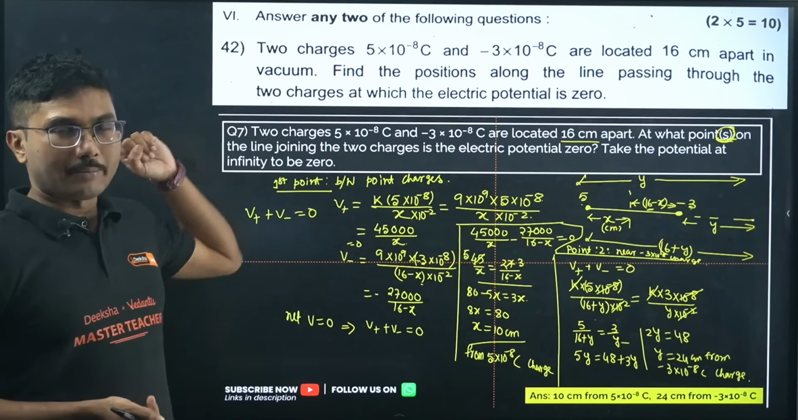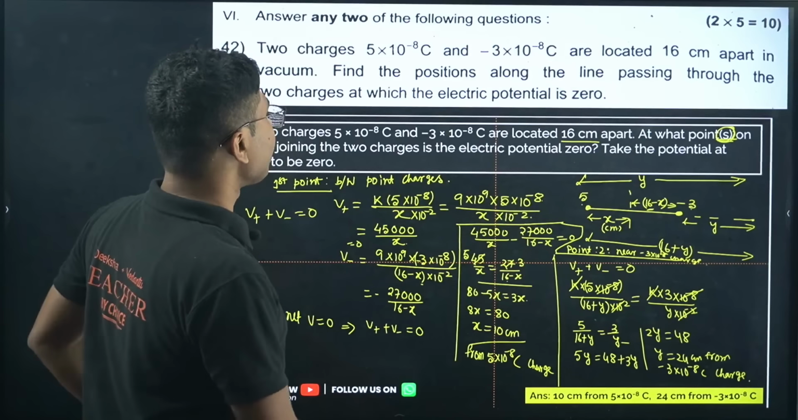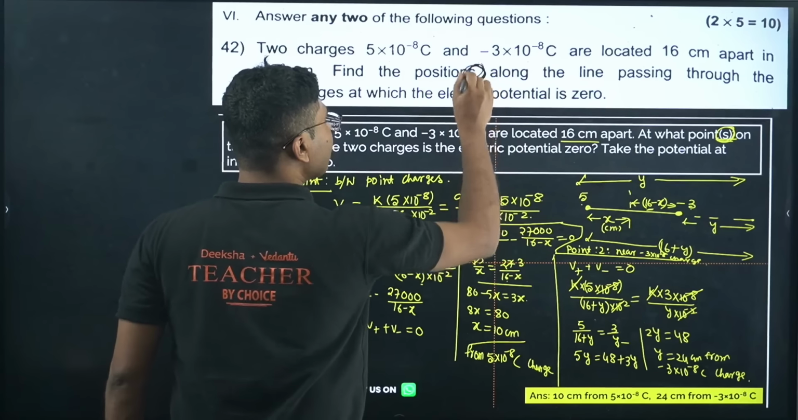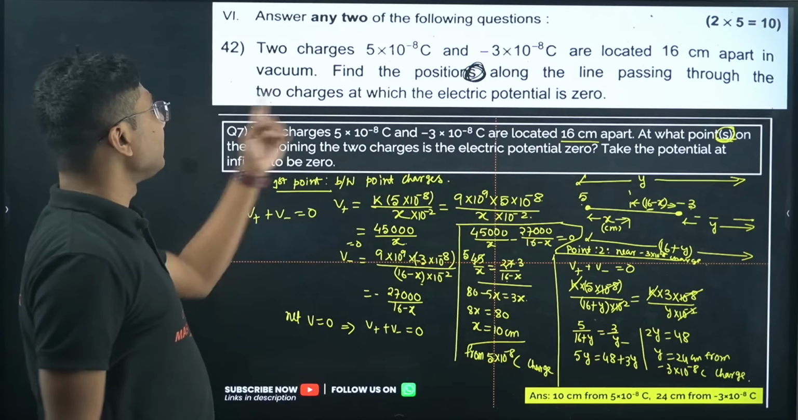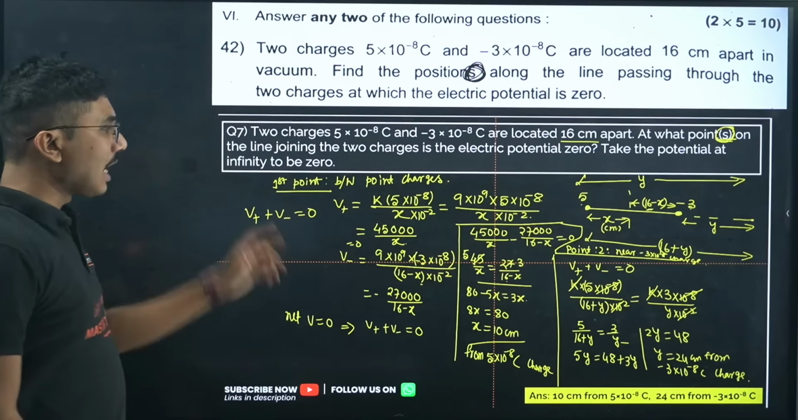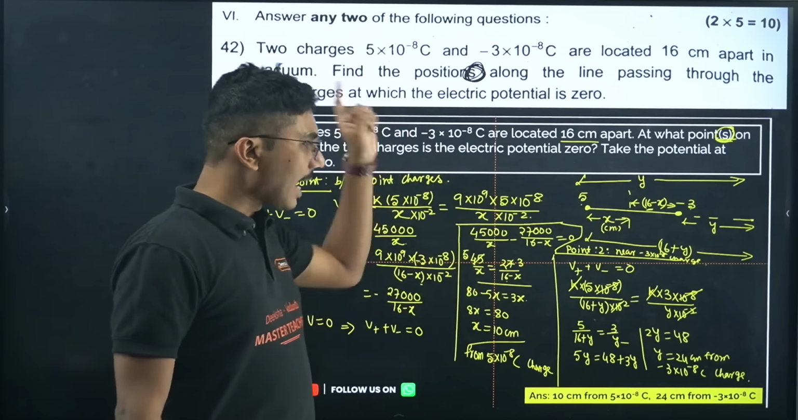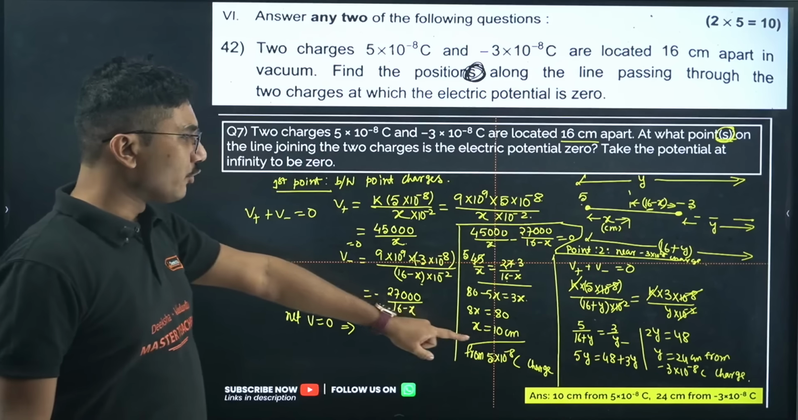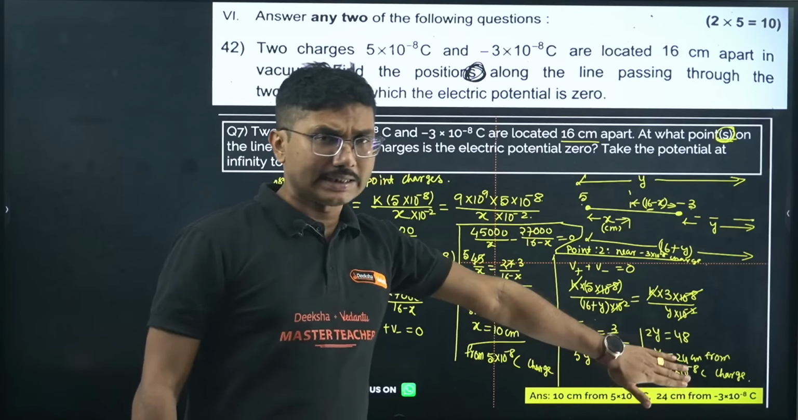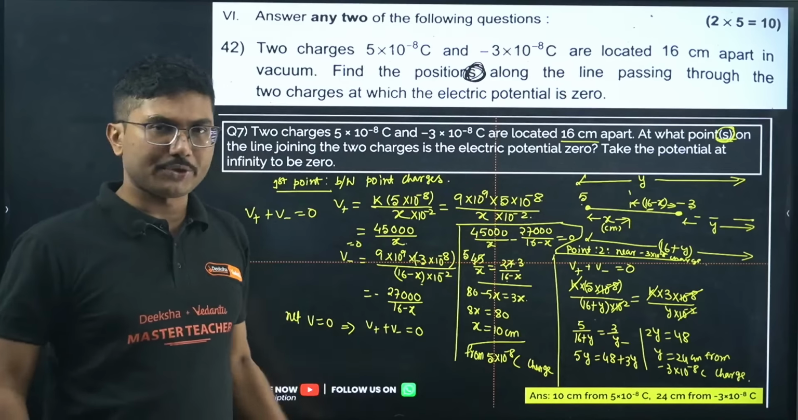I told you during my live lecture that you have to do it for 2 positions, because in the question it is mentioned, find the positions, okay, along the line passing through the 2 charges at which electric potential is 0. Exactly from NCERT this question came, and I told you that this question might come, so I solved it. And exactly the same question, so 10 centimeter and 24 centimeter or 40 centimeter, okay, either 10 or 24, but you have to mention from which charge you are measuring the distance.